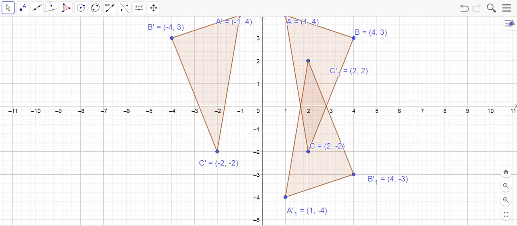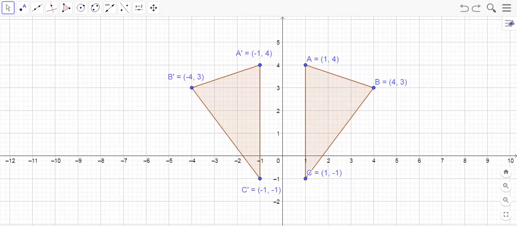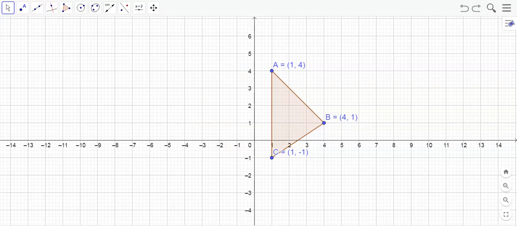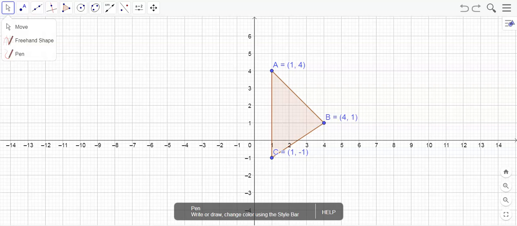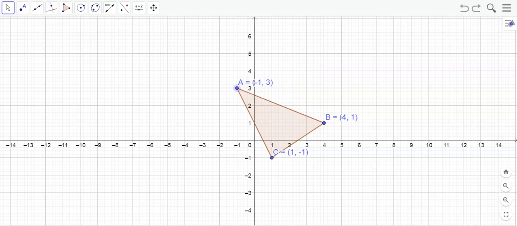But let's go to GeoGebra. Let's undo everything up until that very first. Now we'll make our changes. I'll try to do the right one this time. A is at -1, 3. B is at 4, 1. And C is at 1, -1.